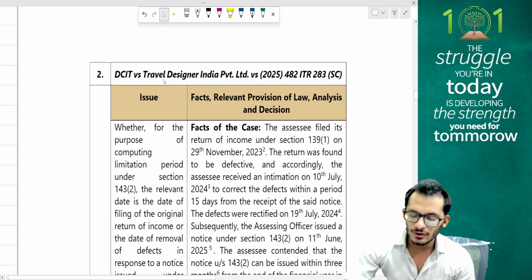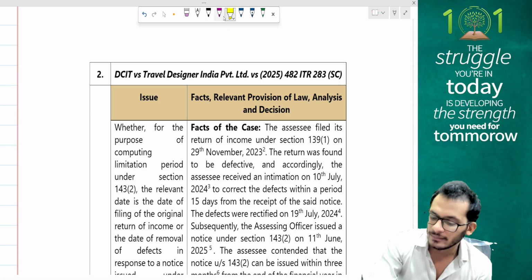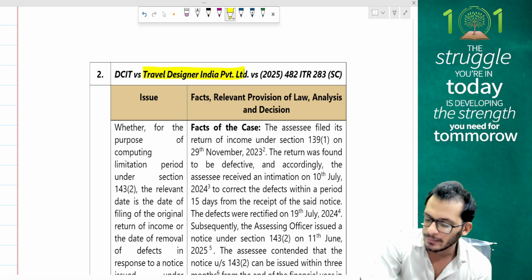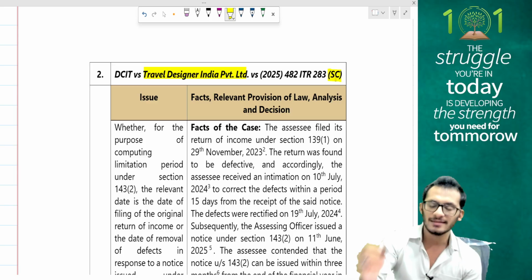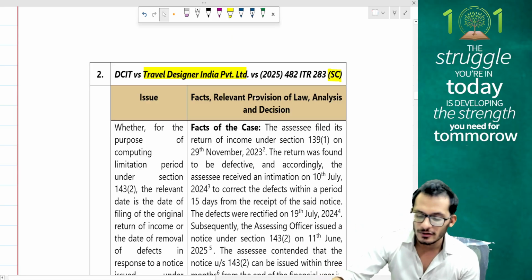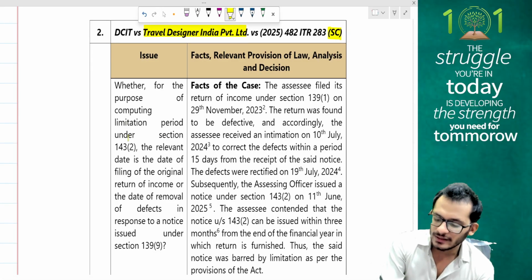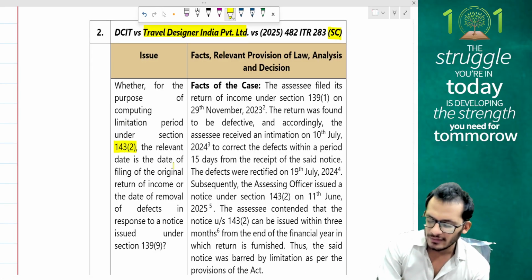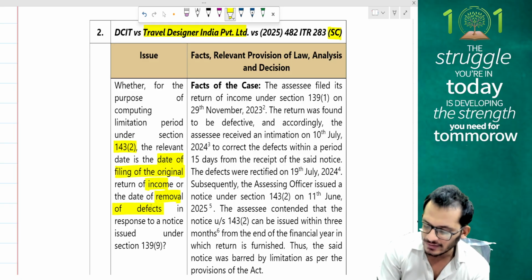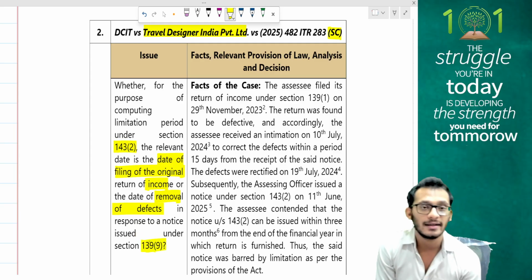Great. Case law number 2, people, is Traveler Design India Private Limited. Again, a case law coming from the Supreme Court. Let's see what the facts are. Facts are as follows. Whether for the purpose of computing the limitation period under section 143(2), the relevant date is the date of filing the original return of income or the date of removal of defects in response to a notice issued under section 139(9).